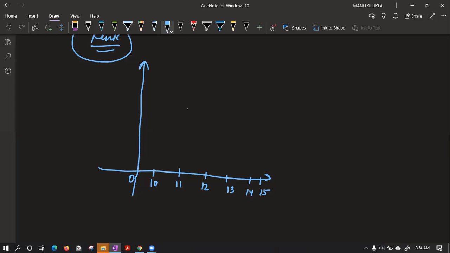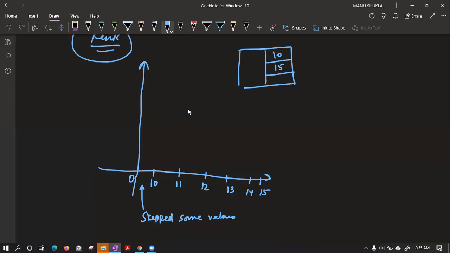Please tell. If the starting point is 0, is it correct to write the next point as 10, then 11, then 12, then 13? It is wrong. Why is it wrong? Because we have skipped some values. What is the reason behind skipping the values, class? Because we have seen sometimes the values of our observation table start from 10 only. Suppose the values in the observation table are starting from 10 only, like 10, 15, 12.